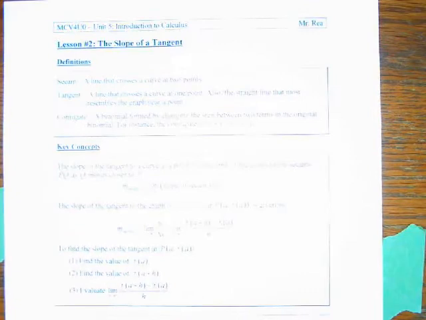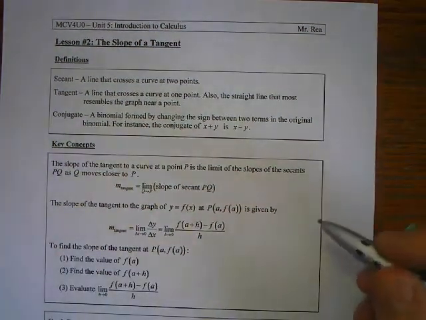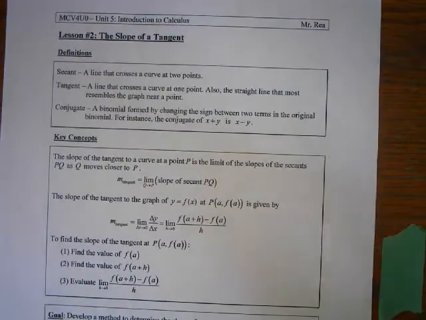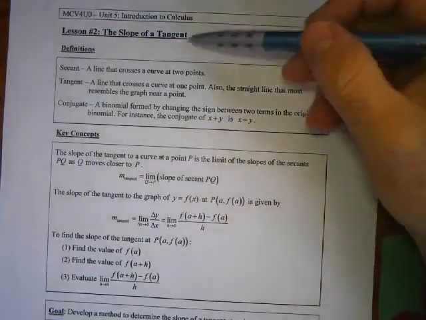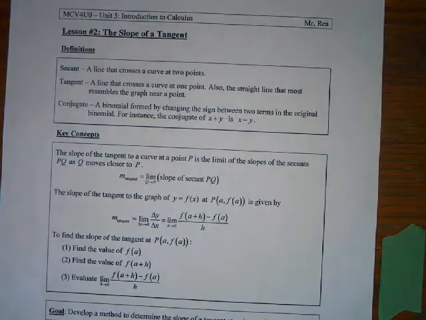So what we're going to do now is the bulk of this lesson, which will be lesson 2, our lesson 1 for this course for the distance learning part. And we're doing the slope of a tangent. So if you remember from my initial description, here it is.